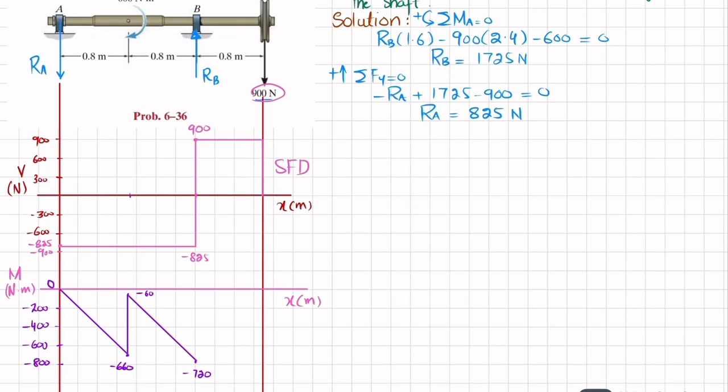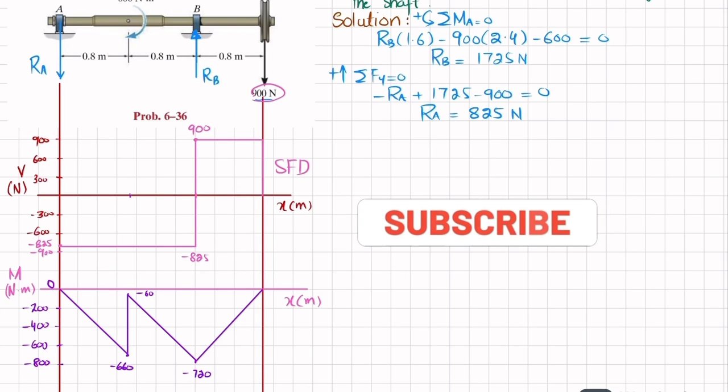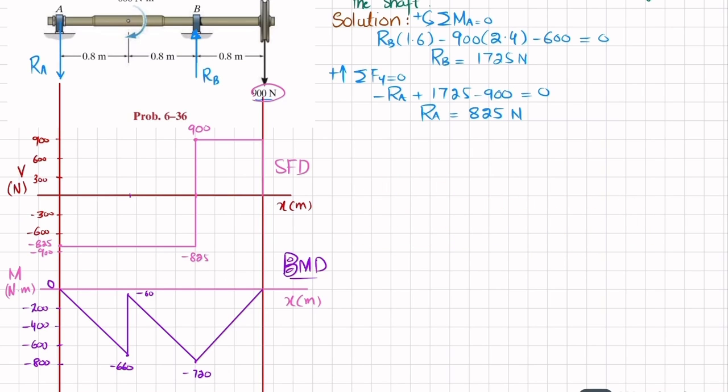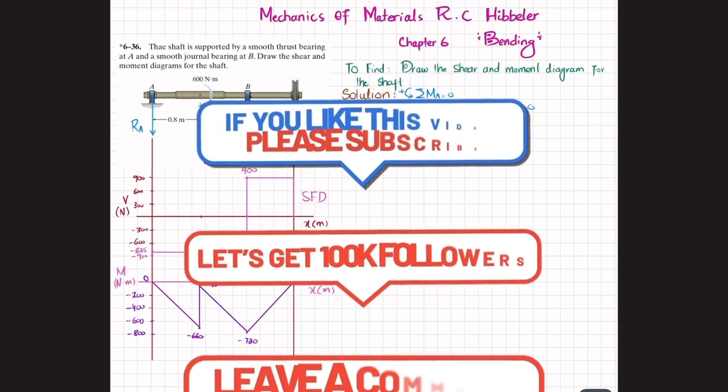And you can see that shear force is a horizontal line with 0 degree. Bending moment will be one degree higher, and this area was positive, so its slope will be increasing. So I will join these 2 points using a straight line. And that is the BMD, bending moment diagram, for this shaft. Clear? And that was all about this problem 6-36.